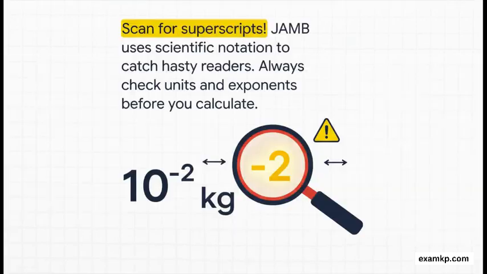So what's the speed hack? It's simple. Scan for superscripts. Before your pen even hits the paper to calculate, just take half a second to look for any powers, any exponents, any scientific notation. JAMB loves to use these to catch you if you're rushing. That tiny check can save you a whole question.